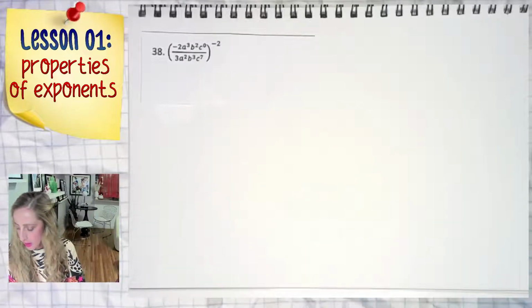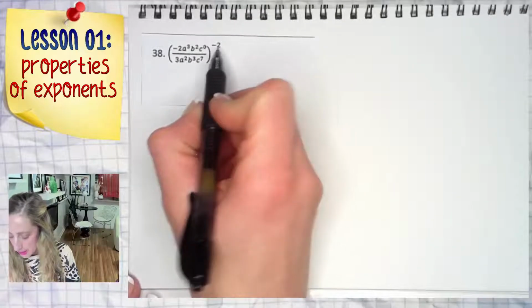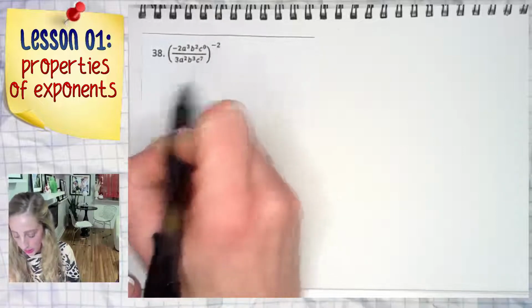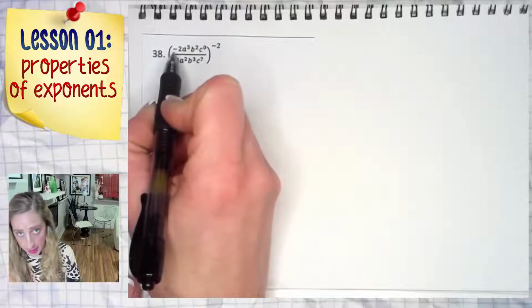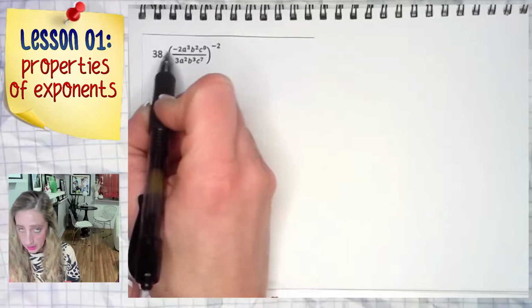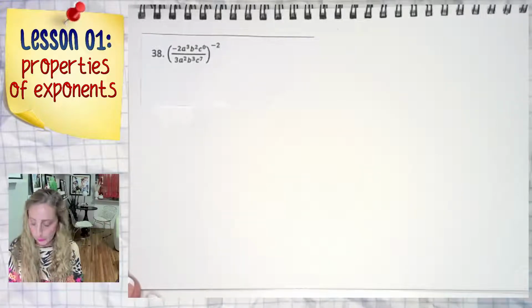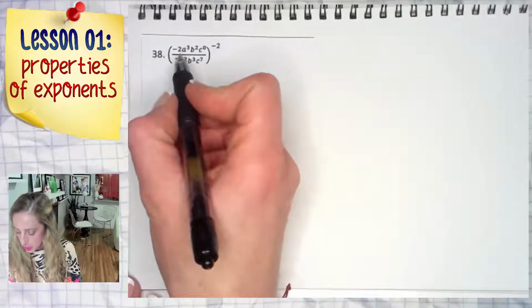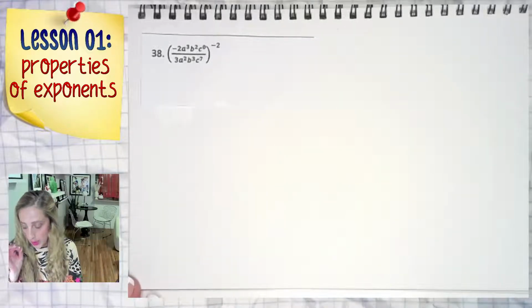Hey everybody, let's dive into this example. One important thing to keep in mind is when you're doing an example that gets pretty busy like this, you might want to remind yourself that, for one thing, the negative could be looked at as a -1 sitting in front of that 2. Next, the 2 and the 3 should be looked at as having that invisible 1 exponent.